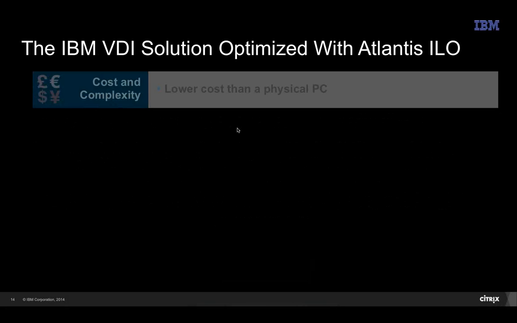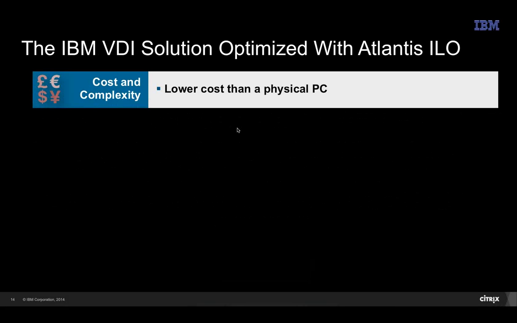So if you start looking at our IBM solutions for VDI optimized with Atlantis ILIO, we reduce the cost and the complexity of these solutions significantly, and we can drive the cost down per user to lower than the cost of a physical PC. Now let that sink in, because that's not been feasible today. And anytime you did try to do that, what you ended up doing was negatively impacting the user experience. So we're basically saying we can improve your user experience, and we can lower the overall cost for delivery simultaneously.